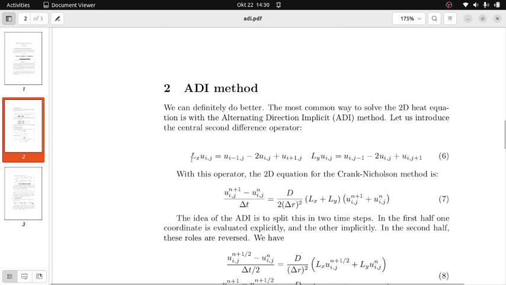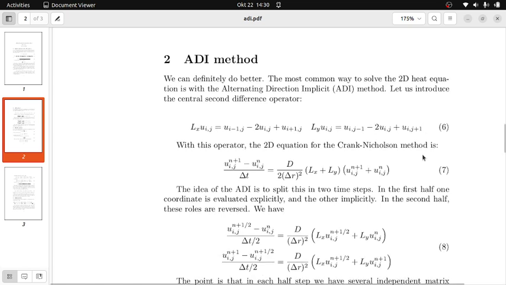So what is the ADI method? The idea is to split the Laplacian into two operators: Lx, which is the central second difference operator in the x direction, essentially the central difference in the x direction. We are not dividing by the delta r squared thing to get the second derivative here. And then in Ly, we do the same in the y direction. So here you have i minus 1, i plus 1, and here we have j minus 1 and j plus 1, right?